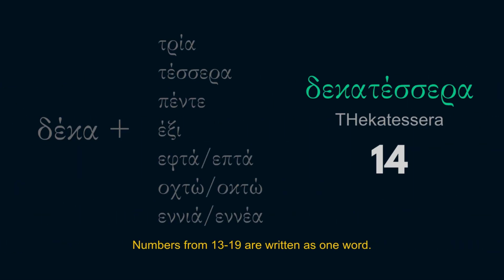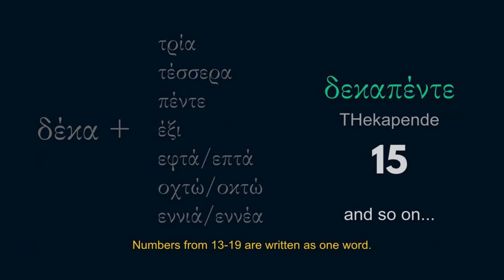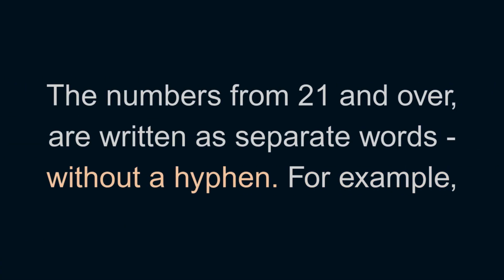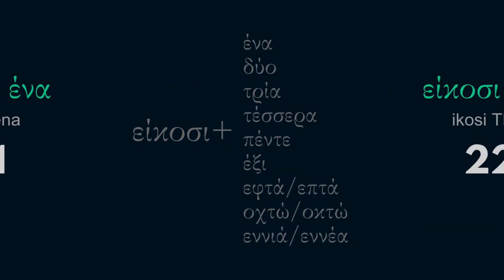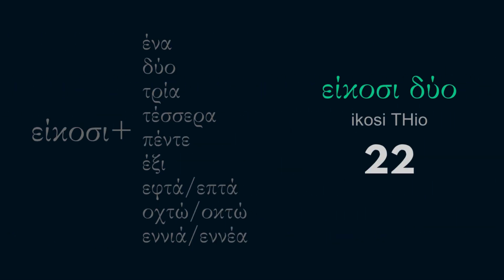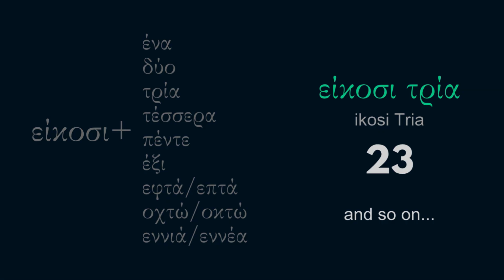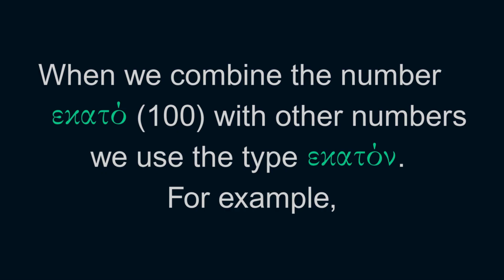14, 15, and so on. The numbers from 21 and over are written as separate words, without a hyphen. For example, 21, 22, 23, and so on. When we combine the number 100 with other numbers, we use the type 100.